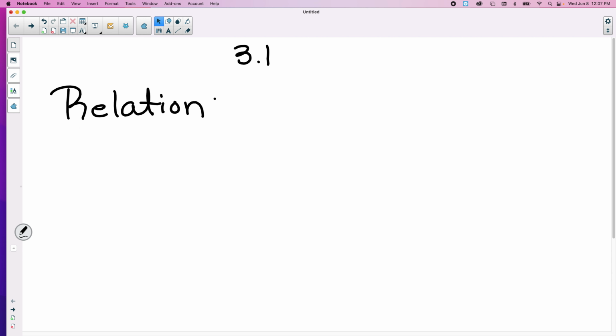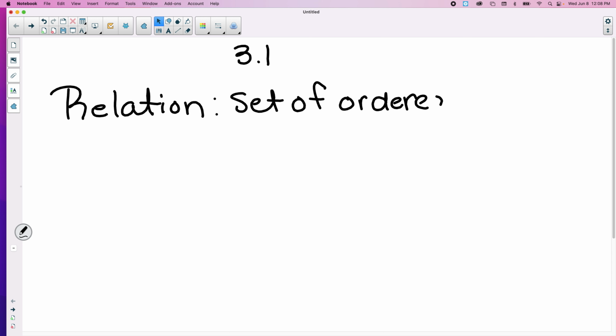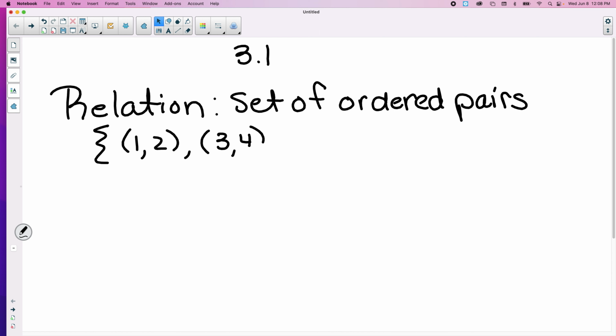A relation, actually two, is a set of ordered pairs. Okay, a set of ordered pairs, for example, ordered pairs are like XY coordinates that you graph. That's what it's talking about.